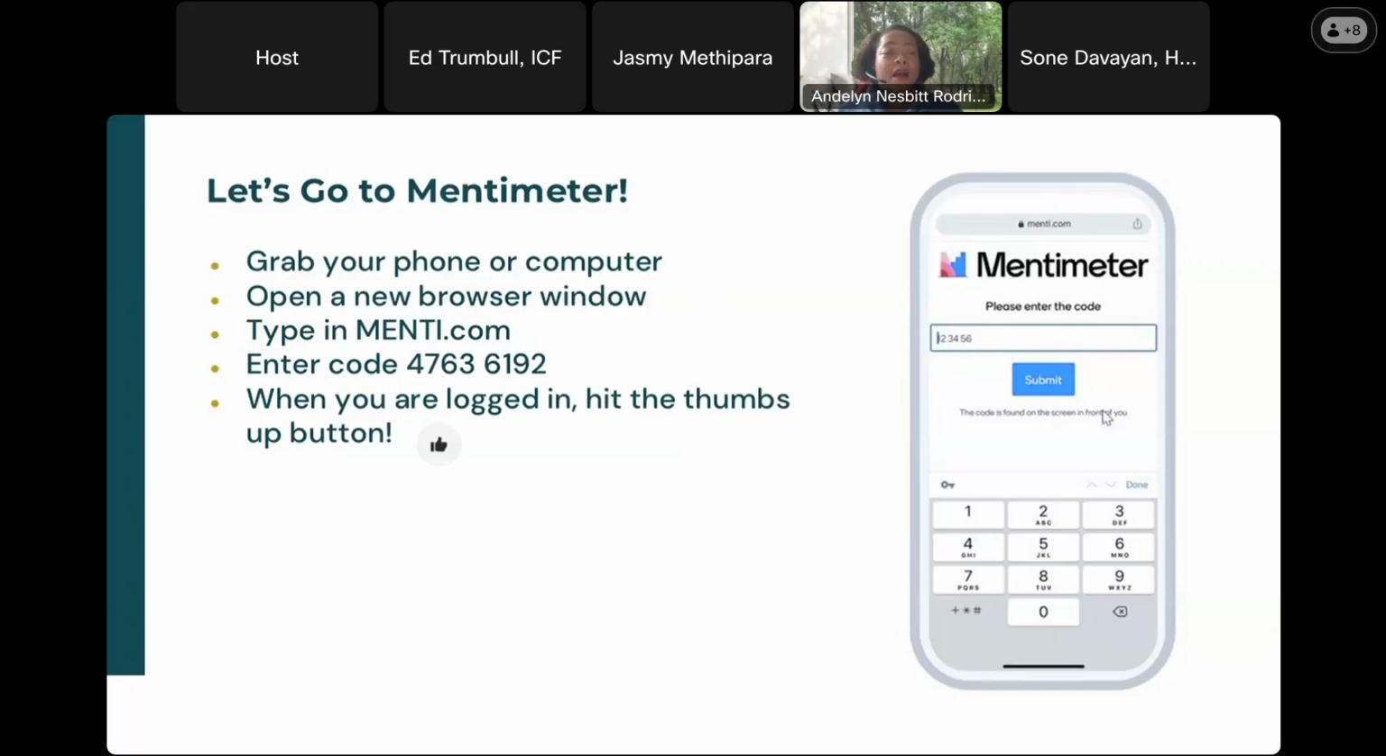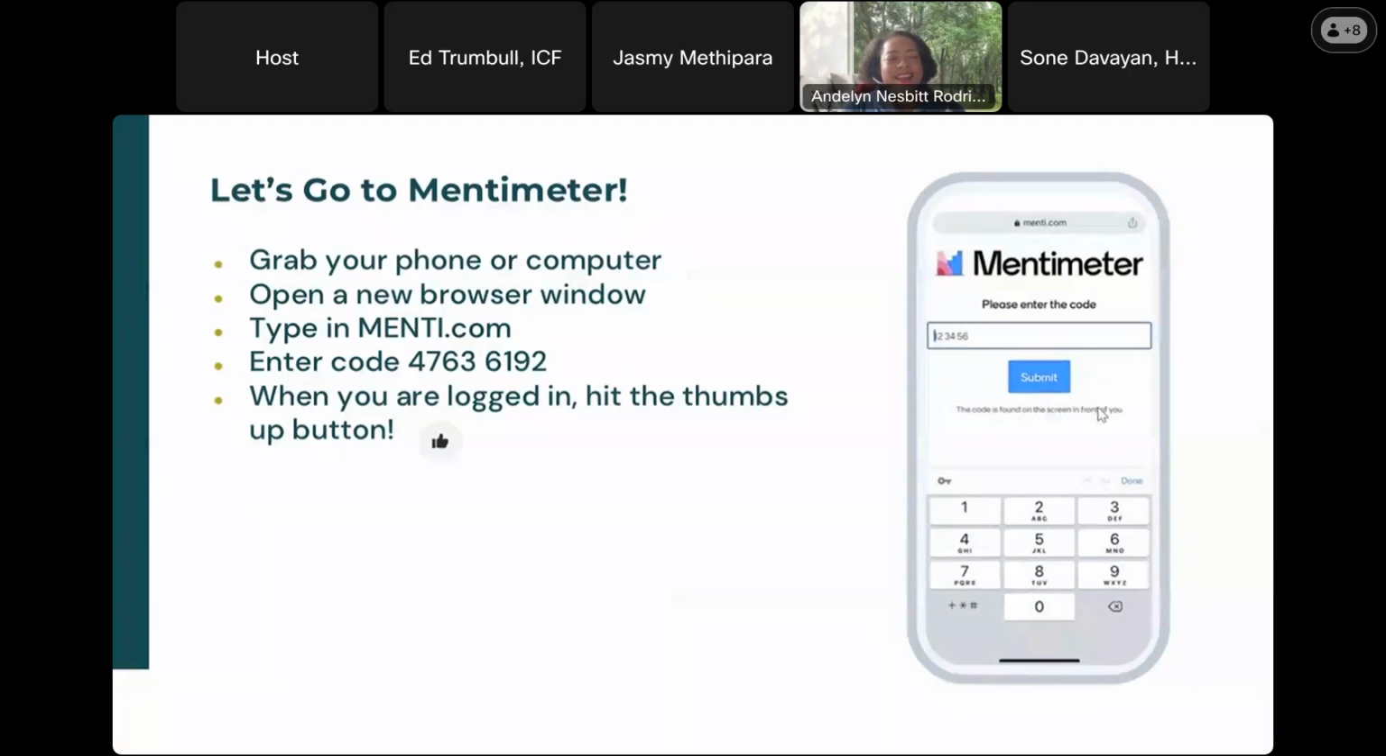That's menti.com. When you get in there, you should see a screen that asks for a code. If you'll enter the code 47636192, it's on the screen here. And when you're logged in, if you'll go ahead and give us the thumbs up so that we know that you're ready. I see a couple of thumbs up in there already, and that's fabulous. As soon as folks get logged in, we will go ahead to our Mentimeter questions.